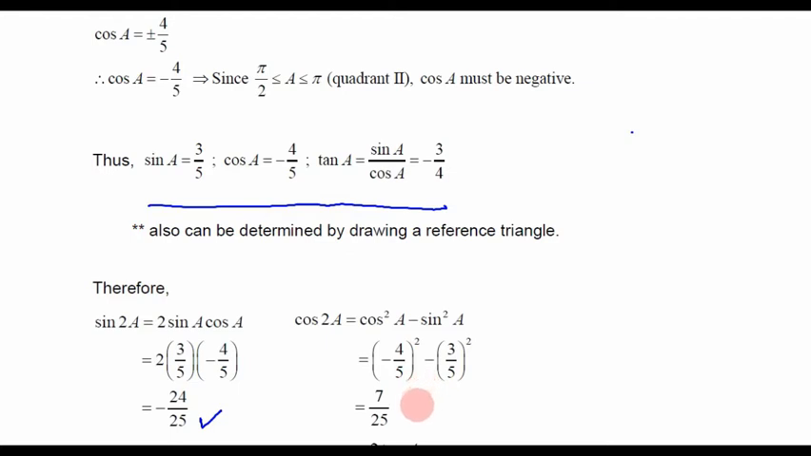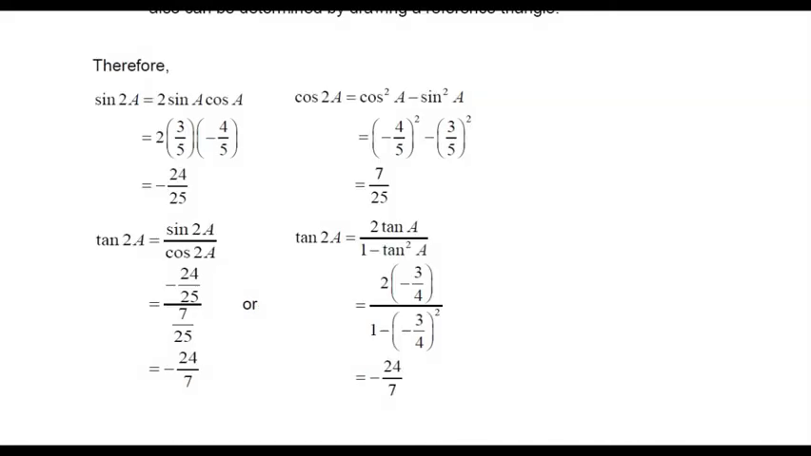For cos 2a, we use this formula since we have the information for cos a and sine a. We substitute in the equation and we get 7 over 25. As for tangent 2a, you can use either this formula or this formula to get the answer, and whichever formula you use, you must get the same answer of negative 24 over 7.